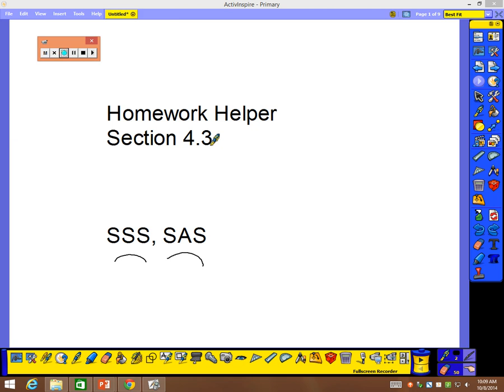Good day, class. This is a little bit of a homework helper for section 4.3. We are going to be doing some proofs that involve using side, side, side, and side, angle, side. So let's get going. First, let's move this little recorder box down.